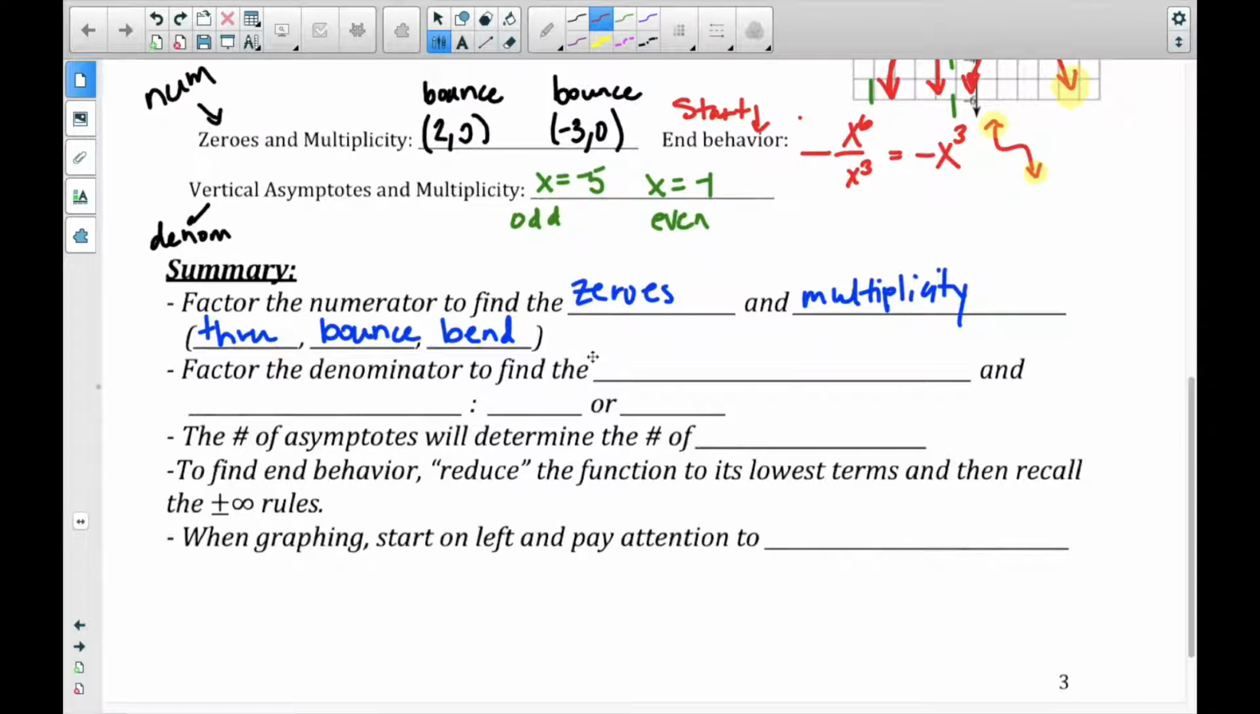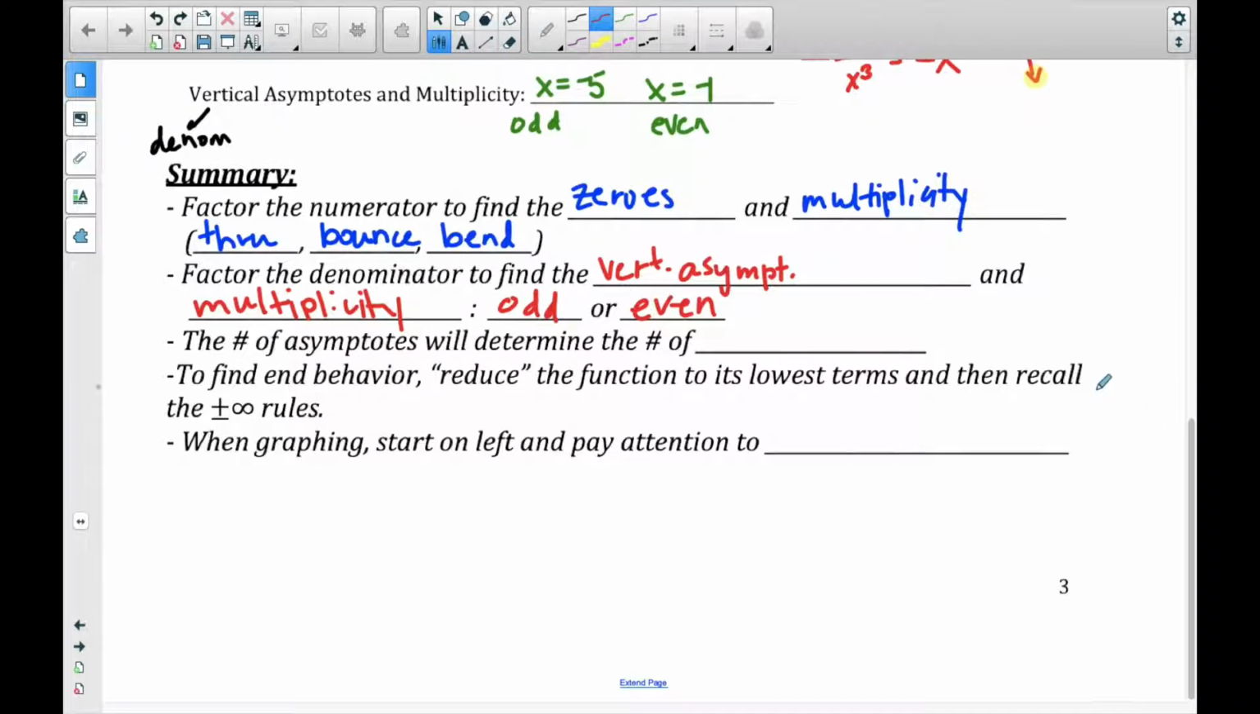In the denominator, we factor it to find the vertical asymptotes and the multiplicity. On the vertical asymptote multiplicity, once again, it comes from the exponents, so you have to look at the exponents, and this time it's either odd or even. If it's odd, that means opposite sides of infinity. Even means the same side of infinity.